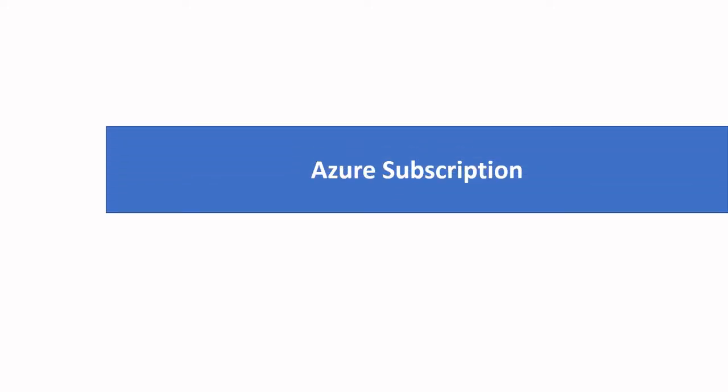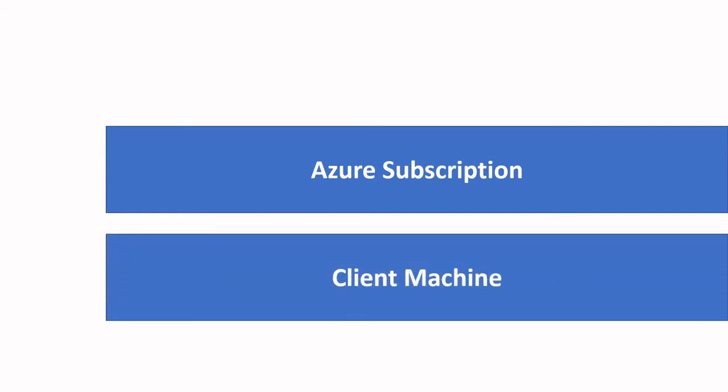Before we can work with Azure, you'll need two things if you want to follow along with the course. The prerequisites. The first one is an Azure subscription, which you can get by signing up at azure.com. And second is a client machine running PowerShell. If you're using Azure for the first time, you'll be getting a $200 free trial subscription to start off, which you can utilize for learning.